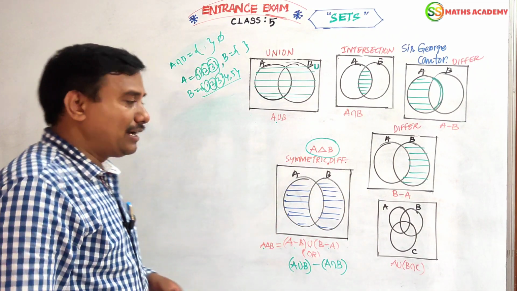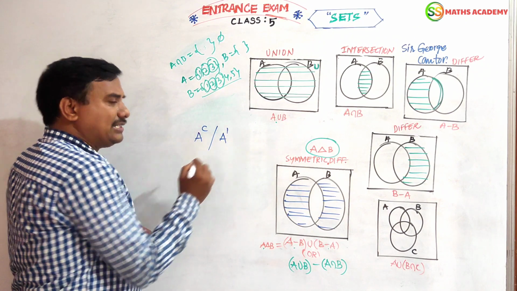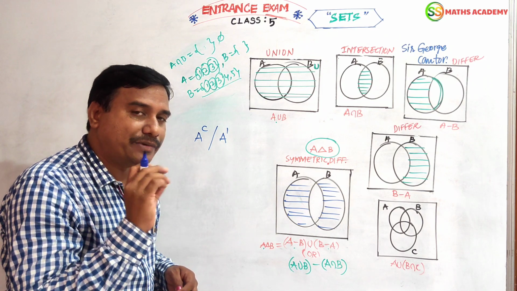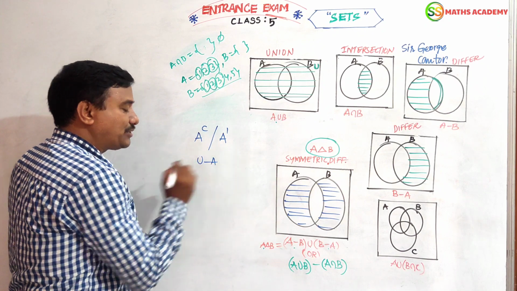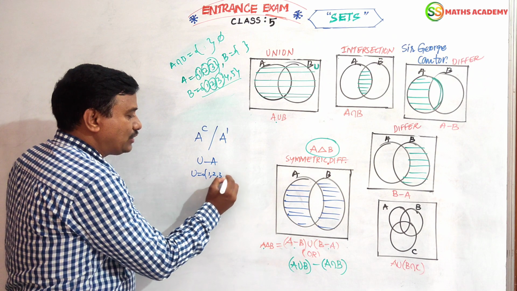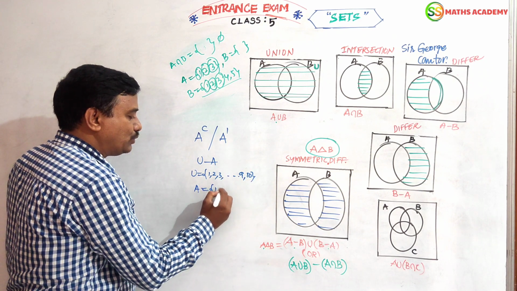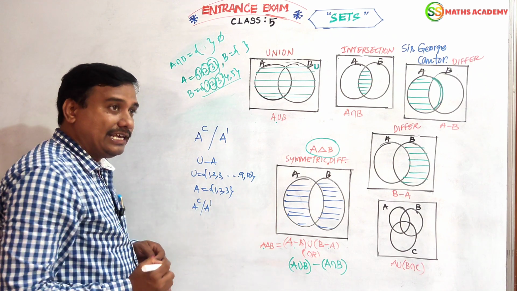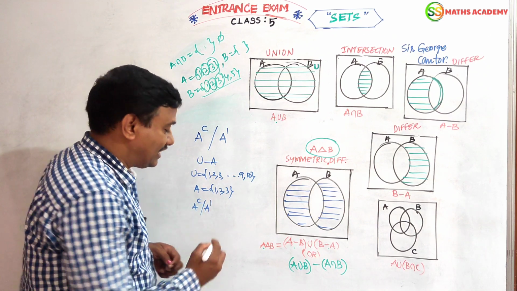So friends, most probably 90% of the information I covered here, and one more: complement of a set A. Simple. Complement of set A is denoted by A to the power of C or A dash. When a set is subtracted from the universal set, it is called the complement of the given set. For example, U equals universal set equals 1, 2, 3 and so on up to 10. A equals, suppose, 1, 2, 3.